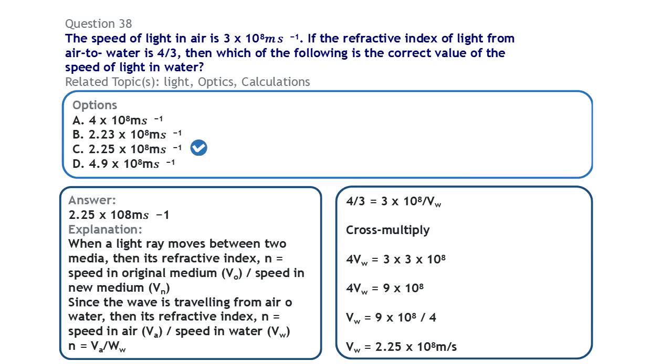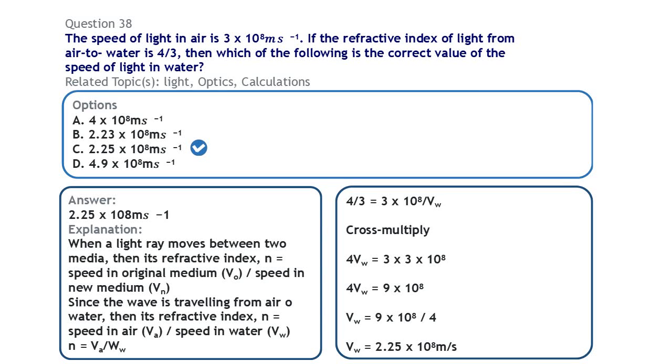Now, they gave us the refractive index as 4/3, so we say n, the refractive index, 4/3, is equal to the speed in air. The speed in air here is 3 times 10 raised to the power 8 over the speed in water, which is what we are looking for. So if we cross multiply, we get 4 times VW equals 3 times 10 raised to the power 8, 3 times 3 here is just 9 times this.